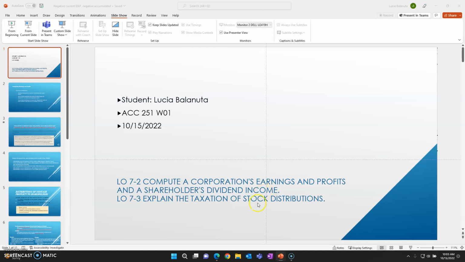Here is an example of how to see the accumulated earnings and profits at the beginning of the year, current earnings and profits, and the dividend.